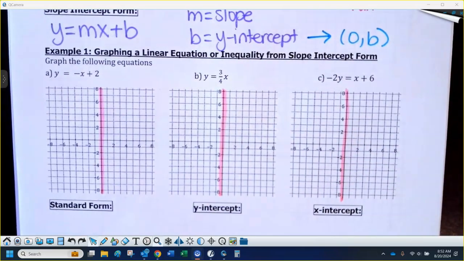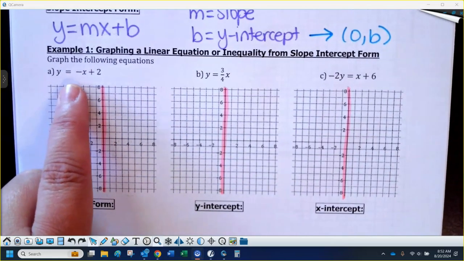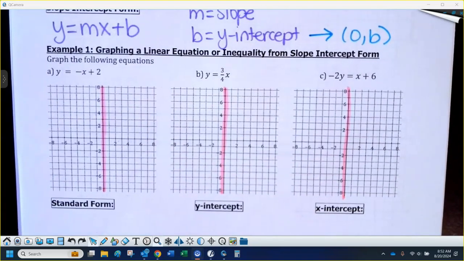Whenever you're in mx plus b form, the easiest thing to do is look at the equation and start with the y-intercept, but you have to make sure you start on the y-axis. When you have a graph here, the y-axis is the vertical axis, the x-axis is the horizontal axis. So I'm just going to see if you guys know how to do this. This says y equals negative x plus 2. Who could describe how you would start to graph this?